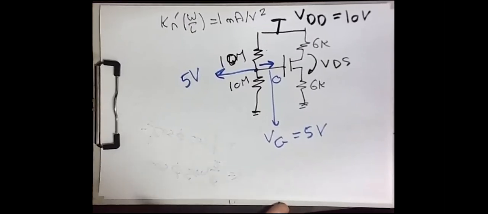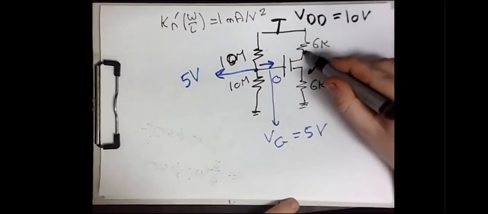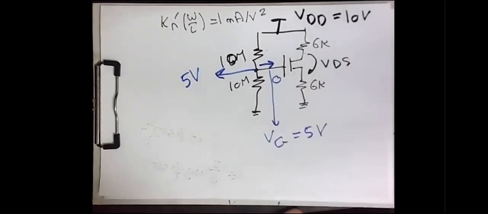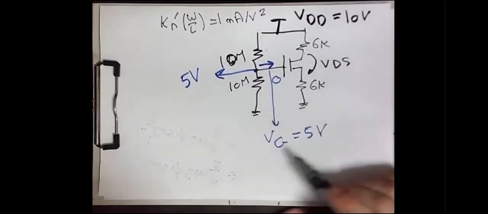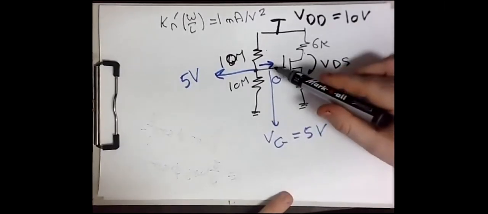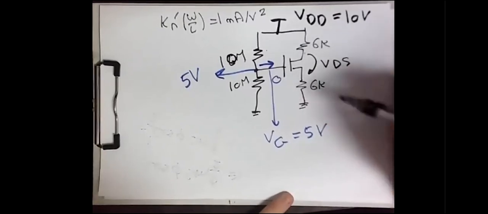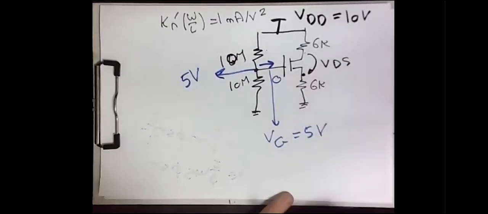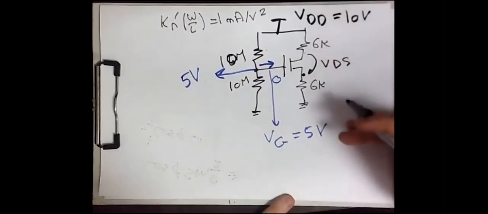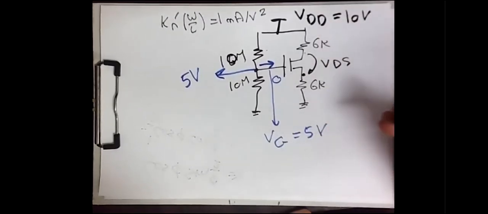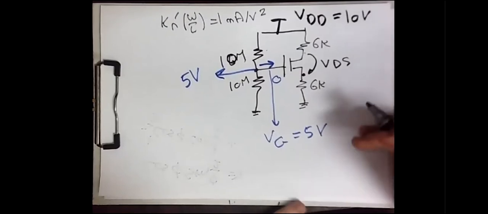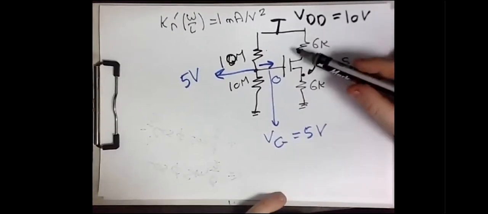But unfortunately, we know nothing about VDS. We don't know the drain voltage, and we don't know the source voltage. We don't even know VGS; we just know VG, the gate voltage, but we don't know VS. This voltage VS is unknown. And based on the given data, we don't have any information that can lead us to the value of VD or VS.